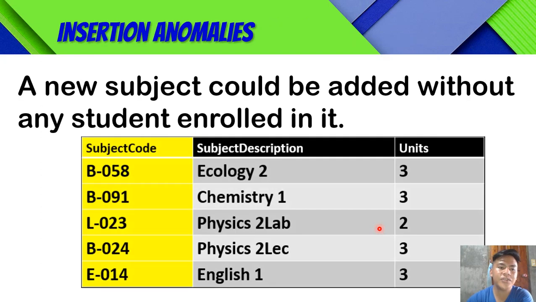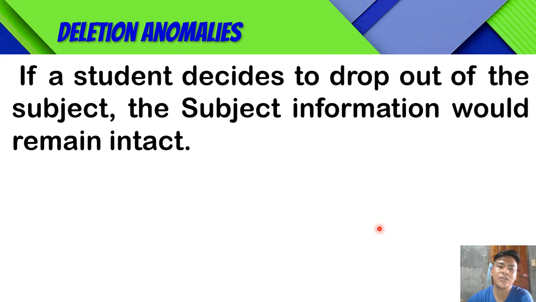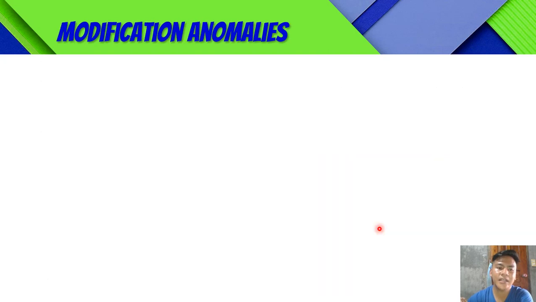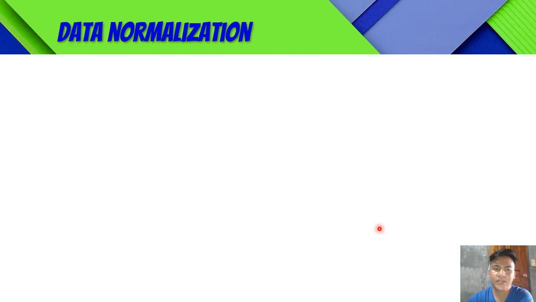Okay, so we have the insertion anomalies, pero hindi na siya tinatawag na anomalies kasi it's already solved. The same as the deletion anomalies. And lastly will be the modification anomalies. Okay, so that's the end of our second data normalization form.